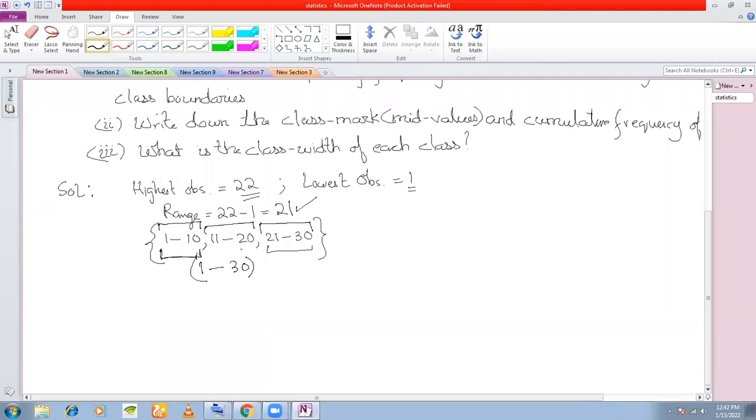But you see, these are called class intervals. Each of these is called a class interval. So 1 to 10 is a class interval, 11 to 20 is a class interval, 21 to 30 is a class interval. Okay, but you see that the number of class intervals is very few, only 3 class intervals here, right? 3 class intervals is too few, right? So what you do here is you make it a little more.